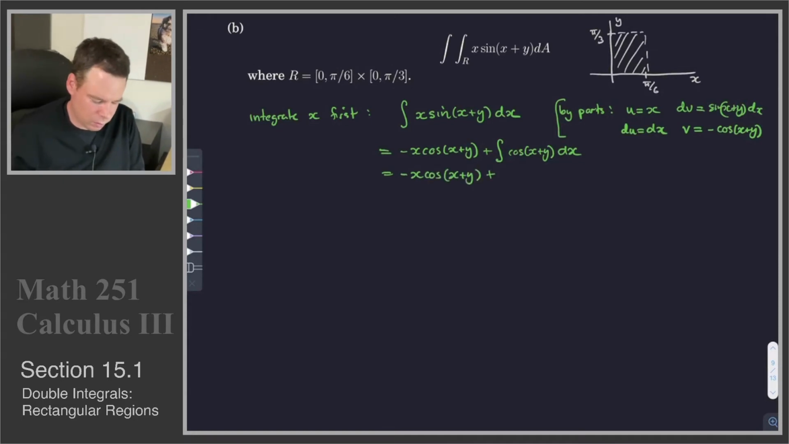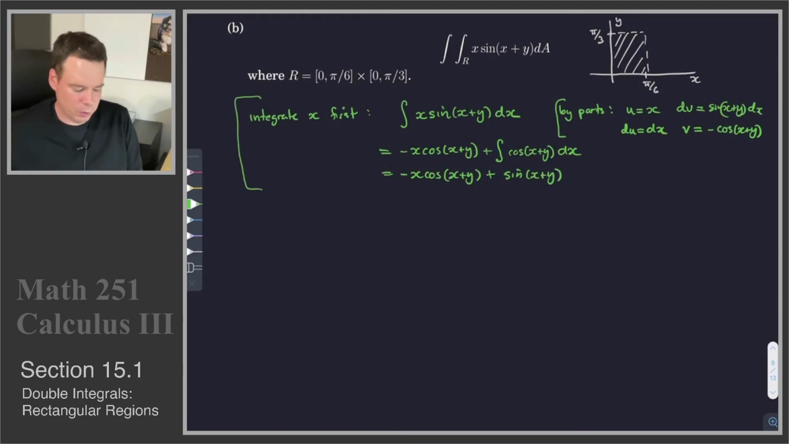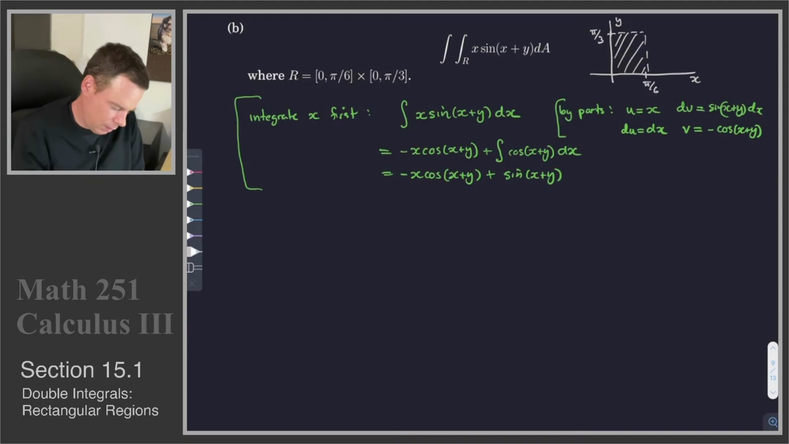So it's negative x cos(x + y), and then the antiderivative of cos(x + y) would be sine of (x + y). So that's our first step, doing the x integral first. That's our antiderivative. Now we'll set up the integral for how we're going to do the whole thing. We are interested in integrating x sin(x + y) dA.